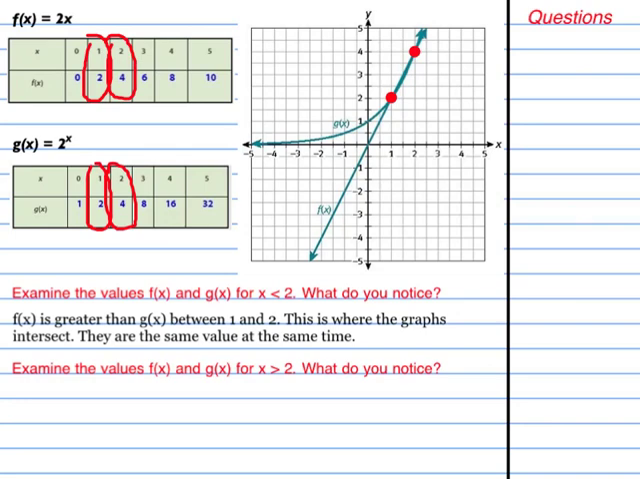Now, if I examine the values for f of x and g of x where x is greater than 2, what am I going to notice? So where x is greater than 2, look at your values. This is where I'm going to notice that my exponential function g of x is going to be greater than my linear function f of x. And it's going to keep increasing at that increasing rate. Go ahead and take a moment, pause, copy before continuing on.